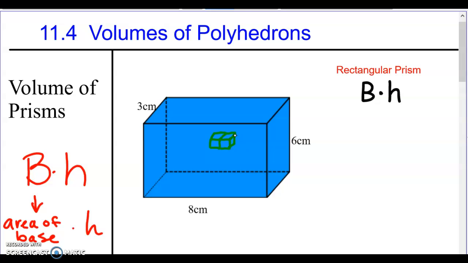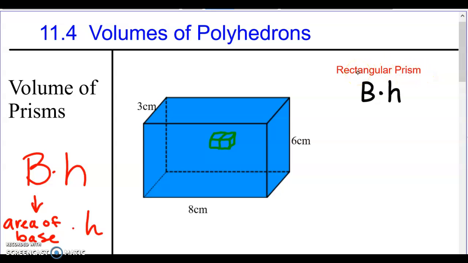All right, so over here on the left is our general formula for any prism. It's always, I call it big B times H. The big B, the capital B, stands for the area of the base. So depending on which type of polyhedron, your area of your base formula will change, and you'll see that as we go here. All right, so on our first one, it's a rectangular prism.